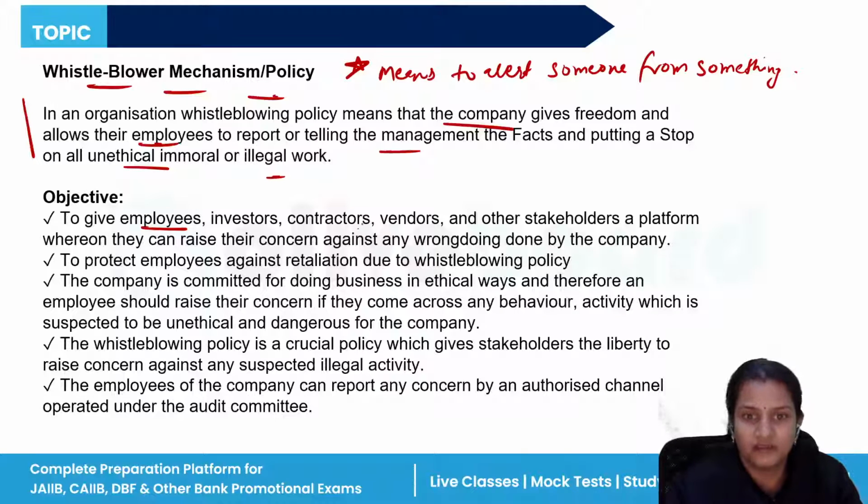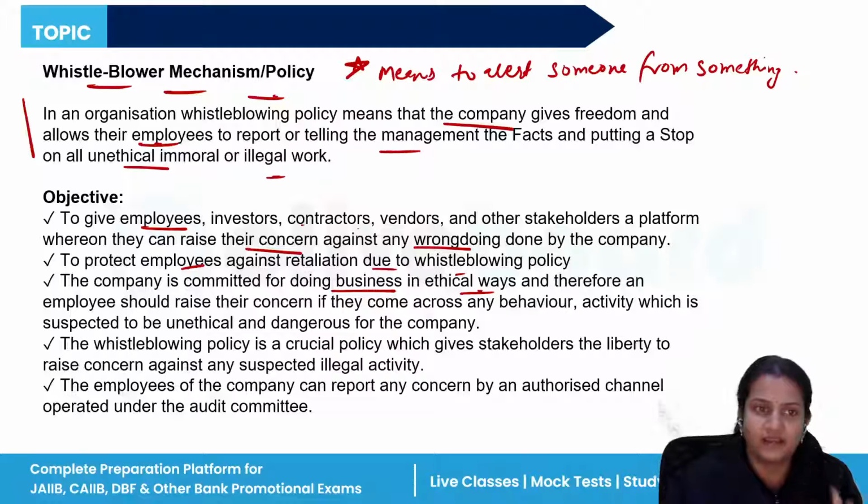To give employees, vendors, contractors, okay, they can raise their concern against any wrongdoing done by the company, to protect the employees against retaliation due to whistleblowing policy. The company is committed to doing business in ethical ways. So basically, what are the unethical things happening in the business? Unethical, immoral activities, illegal work which are happening in the business. And if anybody finds that, so what has been given to a whistleblower is that they can directly reach the top level authority, and they can put all their facts in front of that top level authority.